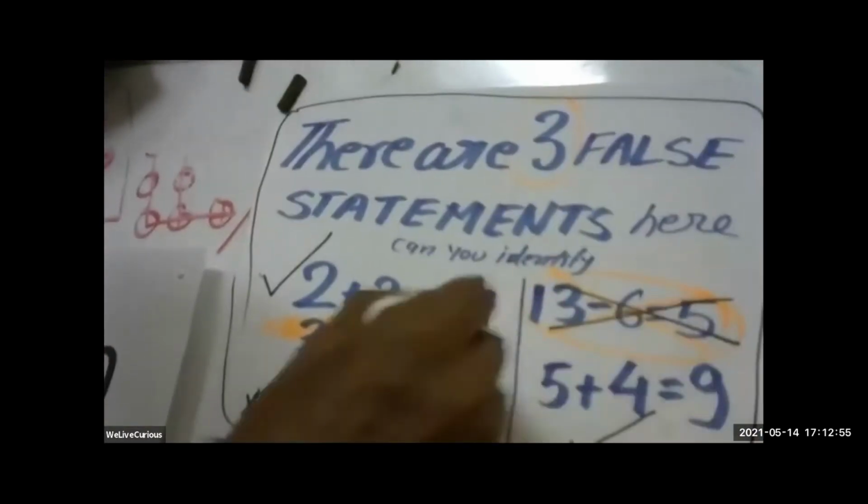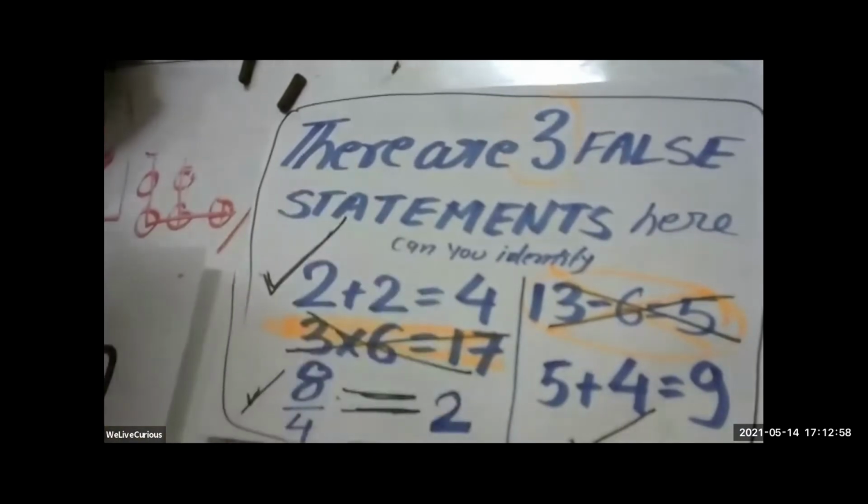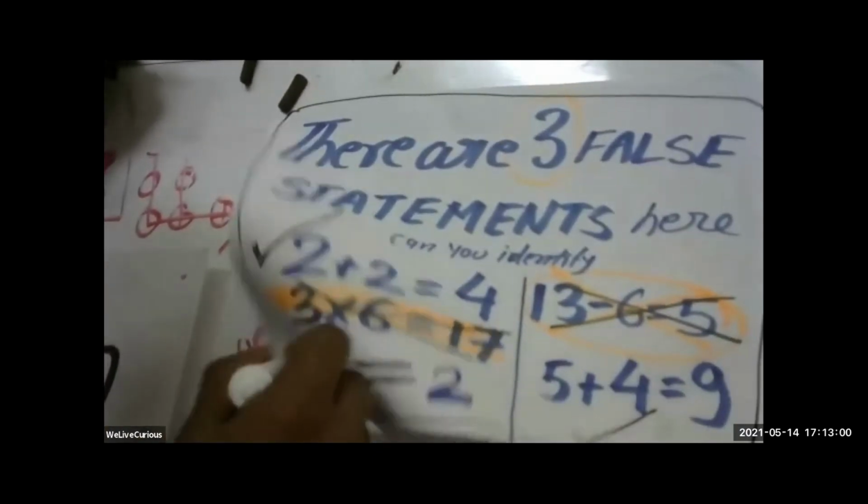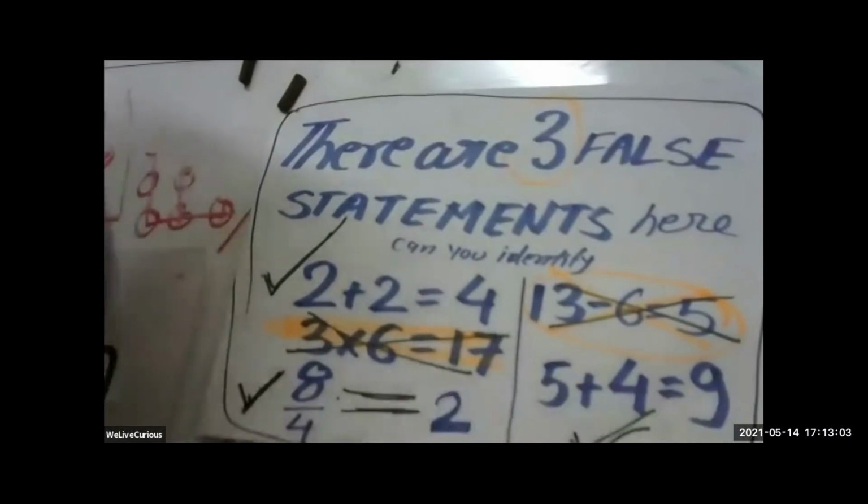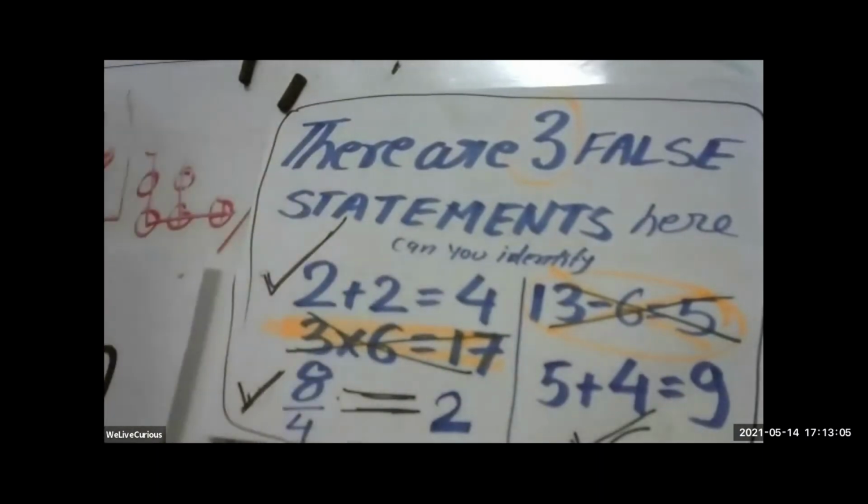Okay. See, there are three mistakes. Nidhi was going in the right direction. The question says there are three false statements, but there are only two false number statements. Second is 3 times 6 is 18, not 17. And third is 13 minus 6 is 7, not 5. Now 2 plus 2 is 4. 8 divided by 4 is 2. 5 plus 4 is 9. Where is the third one? The third mistake is in the question itself.